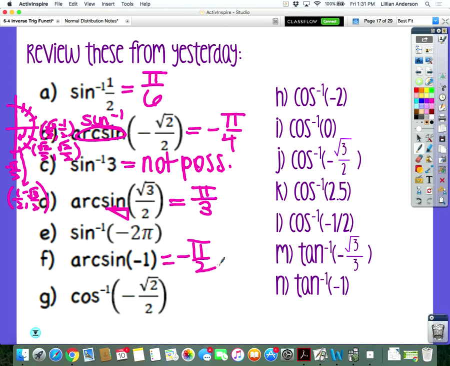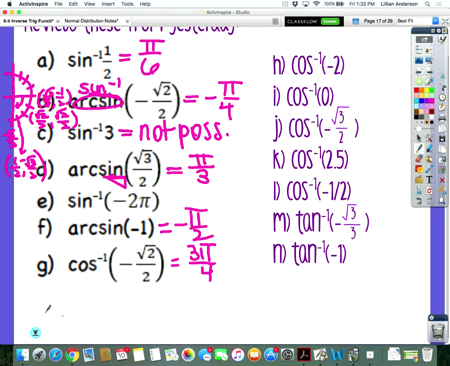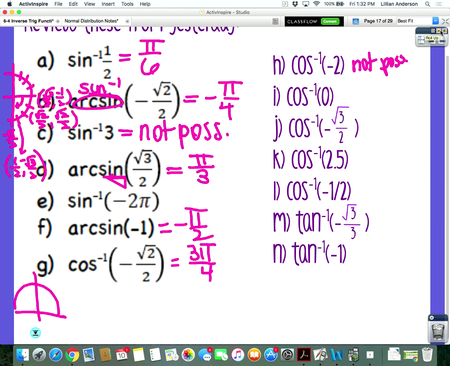Alright, cosine inverse of negative root 2 over 2. Seth, where is that? 3 pi over 4. That is correct. Because remember, cosine is bounded to this upper part of the unit circle. Very good. What about cosine inverse of -2? Tanner? It is not possible. The same reason why 3 wasn't possible for sine. What about the cosine inverse of 0, Anna?